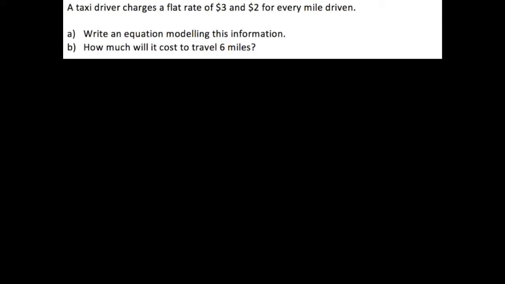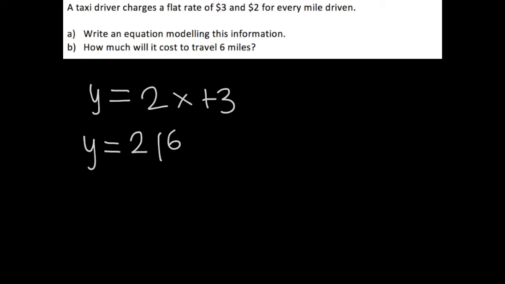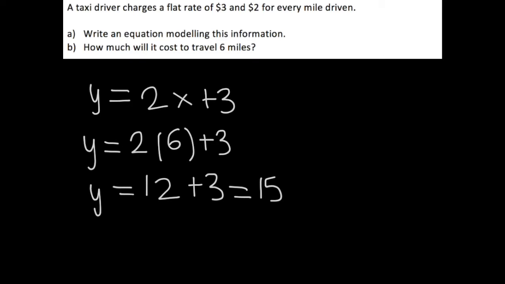So part B of the question says, what will be the total cost to travel 6 miles? And this is exactly like the question we just did in that example. So we have to use our same equation, y equals 2x plus 3. And all we need to do is substitute our 6 in for our x. So 2(6) plus 3. y equals 2 times 6 is 12 plus 3, and that's 15. And that is going to be our final answer. $15 is our total cost.